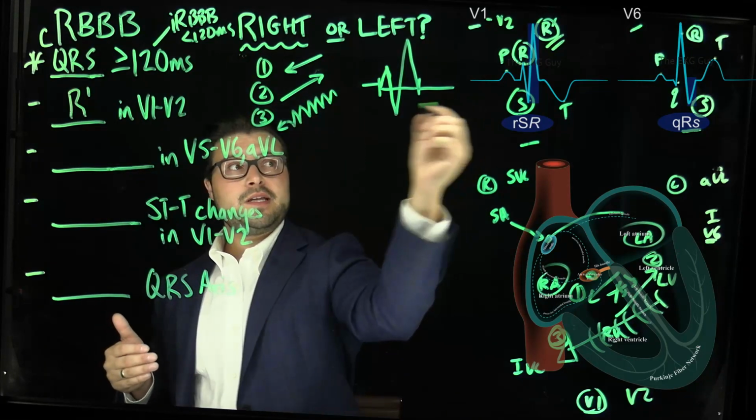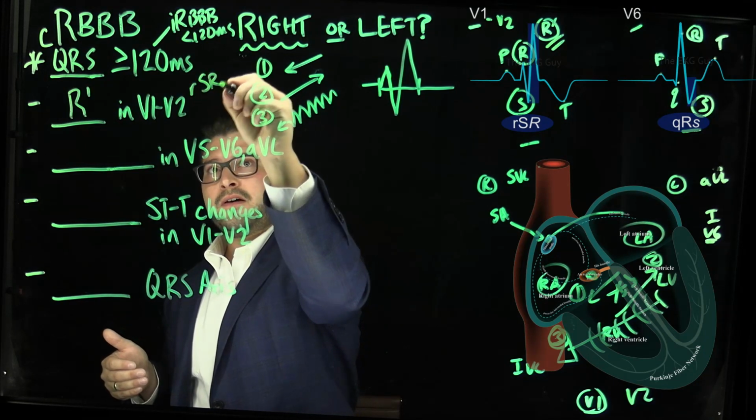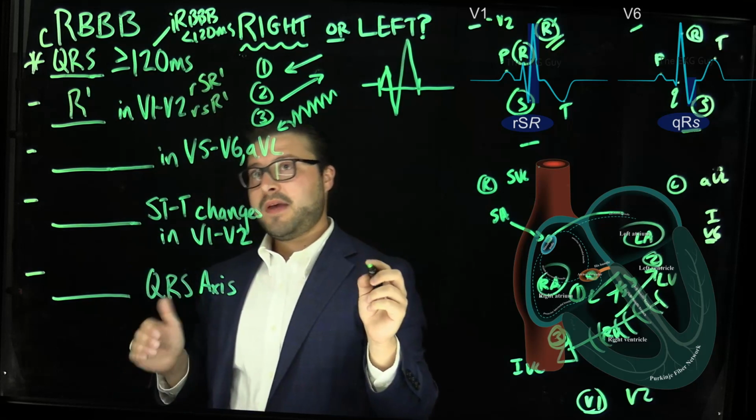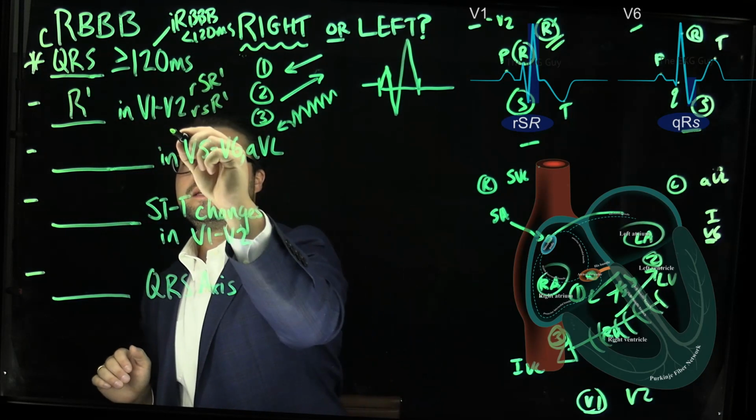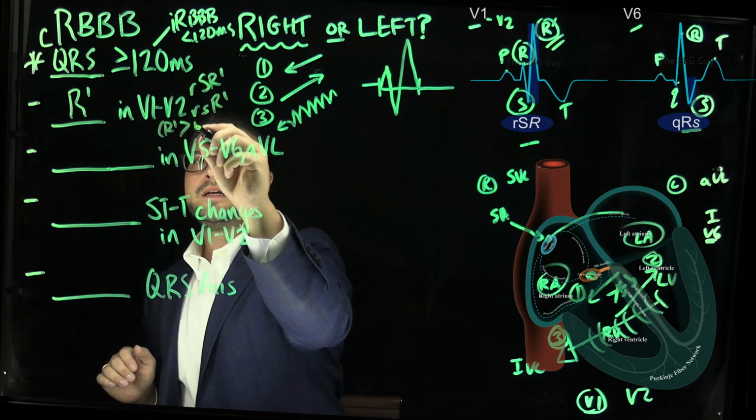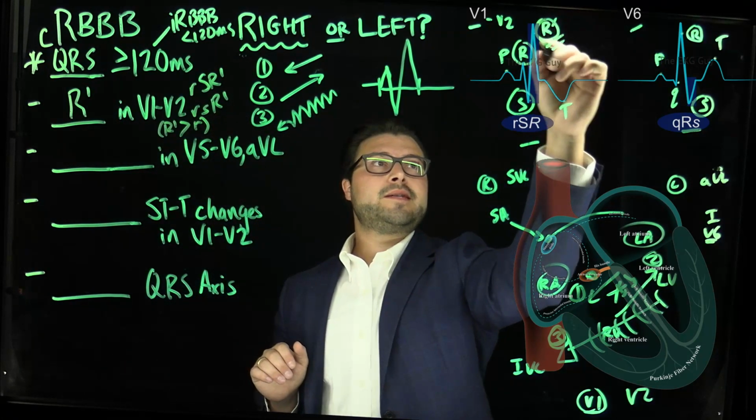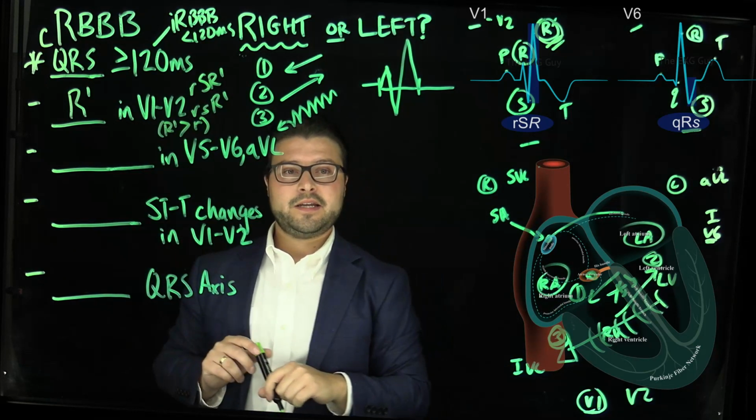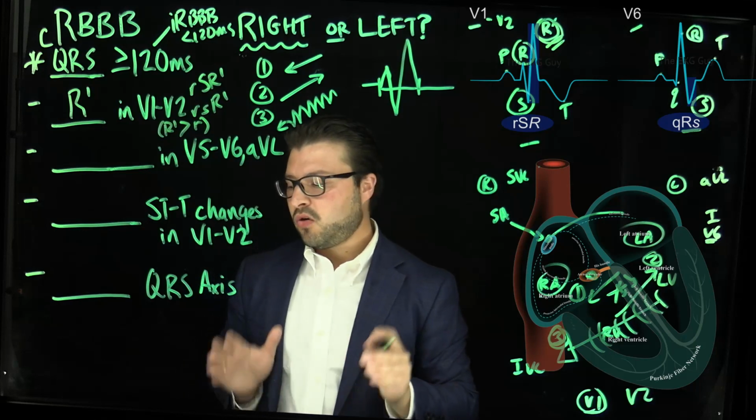The other thing that we saw there was this RS. So you can have an RSR prime, you can have an R small s R prime. But the main thing in all of these that you want to keep in mind is that the R prime is greater than that initial R. That second R wave is greater in amplitude than the initial one, representing right ventricular depolarization. So hopefully that makes sense.